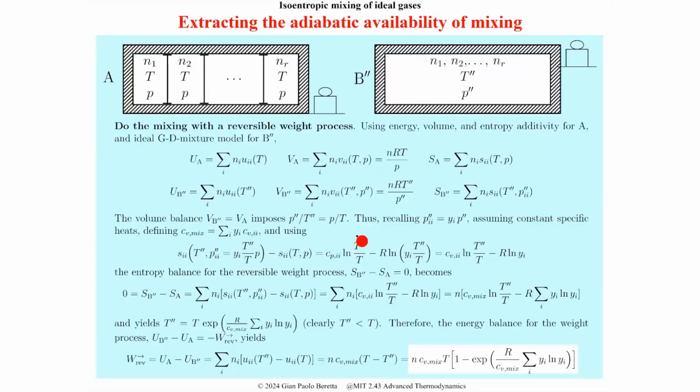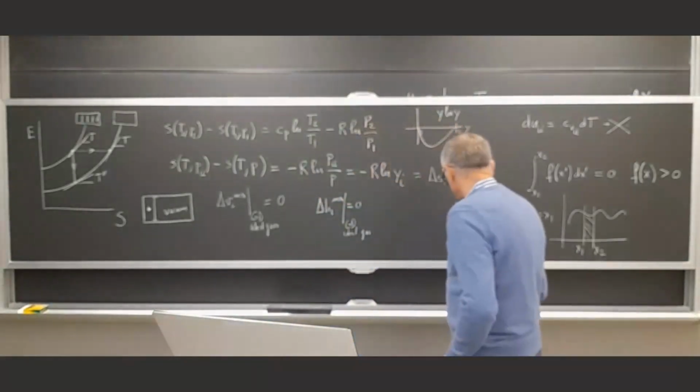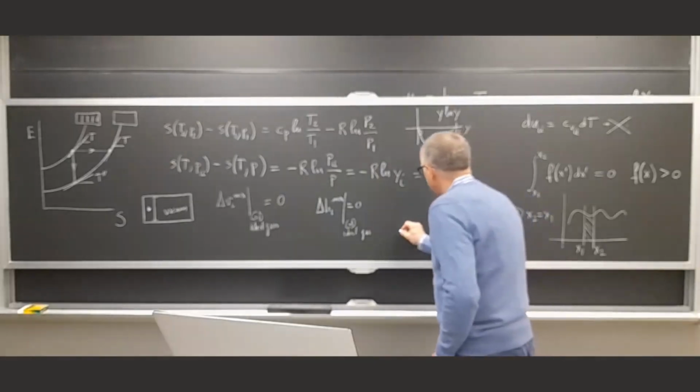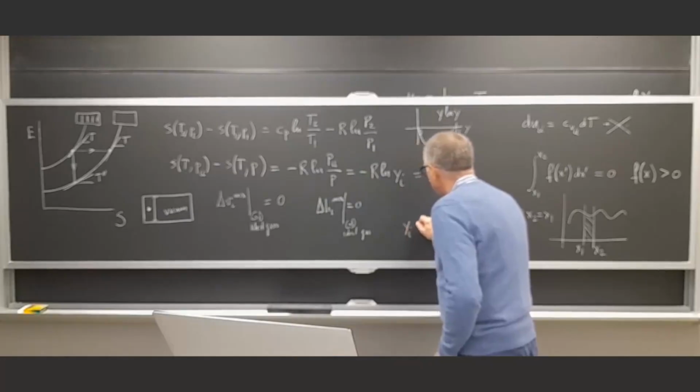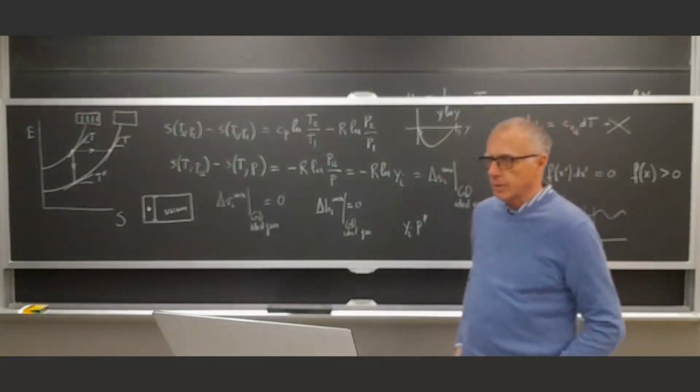Because, okay, T double prime is the final temperature that we have. P double prime double I is the partial pressure that the components will have in that new final state. So that partial pressure will be equal to the mole fraction times the final pressure, P double prime.